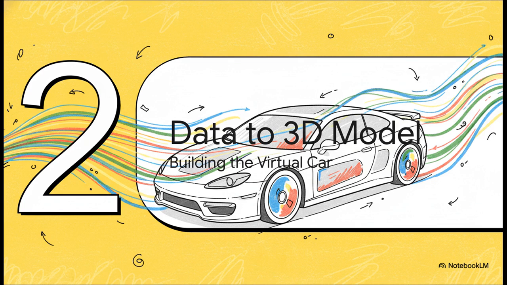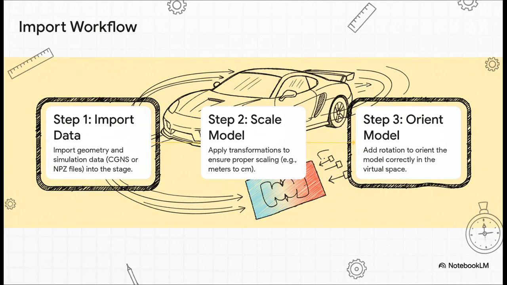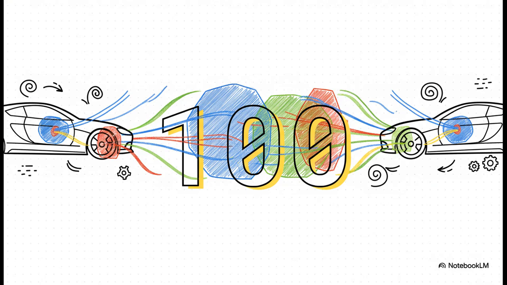It all kicks off with getting the basic data for the virtual car loaded into the system. The workflow is actually pretty straightforward. First, you import the 3D shape of the car itself, the geometry. Then, you layer on the simulation data. This is all the information about airflow and pressure that a supercomputer has already calculated. And finally, you just got to make sure it's scaled correctly for the virtual stage. And yeah, getting the scale right is a small step, but it's absolutely crucial. In this example, the data came in using meters, but the virtual stage uses centimeters. So the engineer just applies a simple 100x scale factor, and bam, everything is dimensionally accurate.